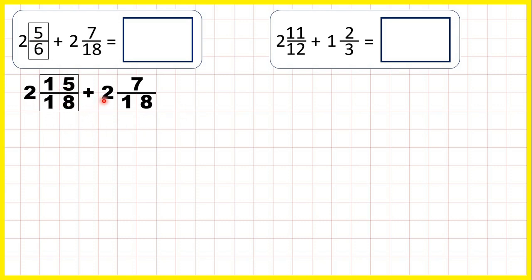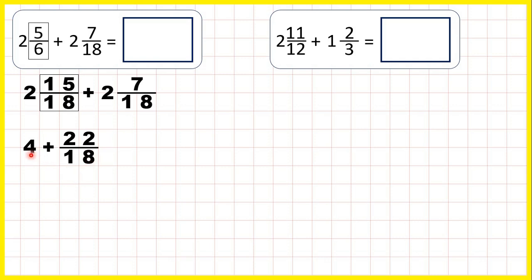Now if we add the whole numbers in the question, 2 plus 2 is 4. And if we add the fractions, we remember that the denominator stays the same, and 15 plus 7 is 22. But we can't write 4 and 22/18 as our answer, because we can't have an improper fraction in a mixed number. So first we need to change 22/18 into a mixed number.